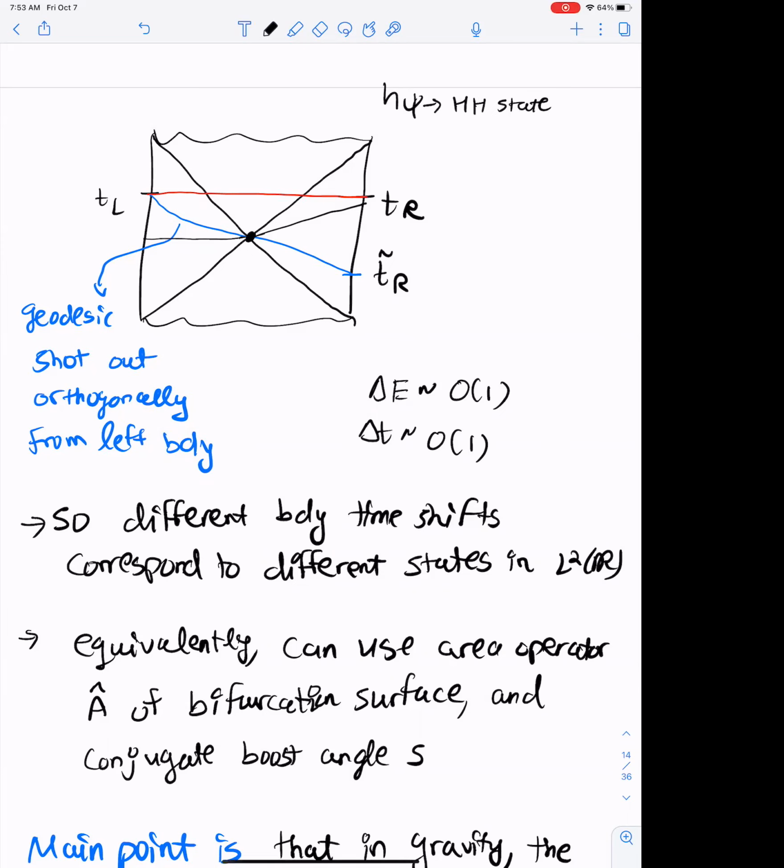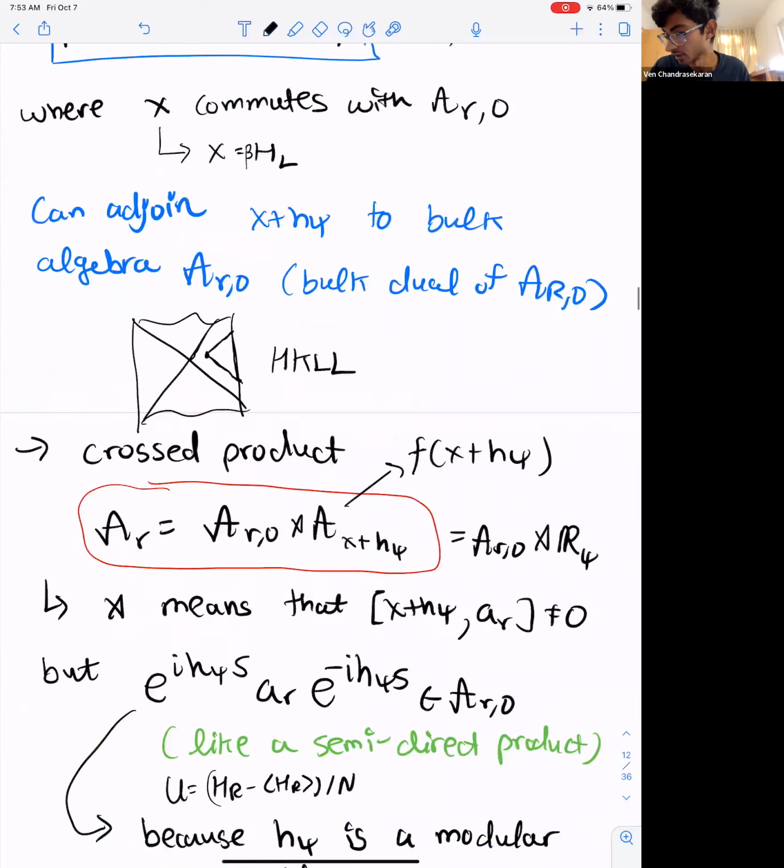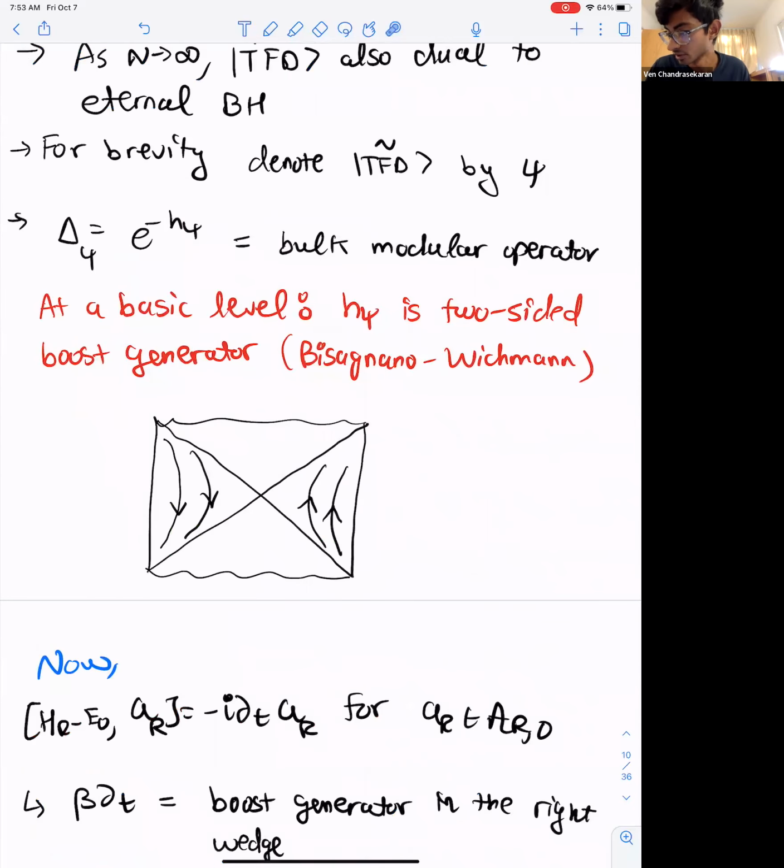In that case, what would h psi be? I mean, if it is defined in terms of the Hartle-Hawking state? It's this thing I drew earlier here. It's this two-sided boost. This thing here.